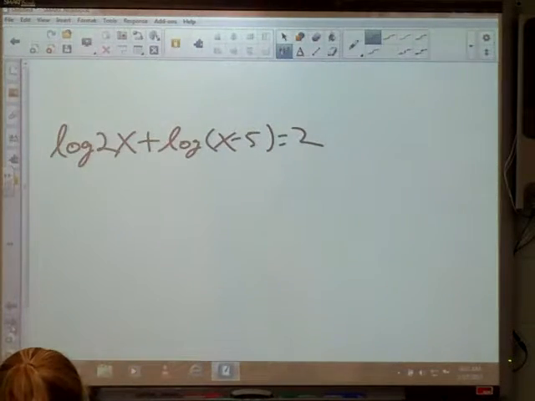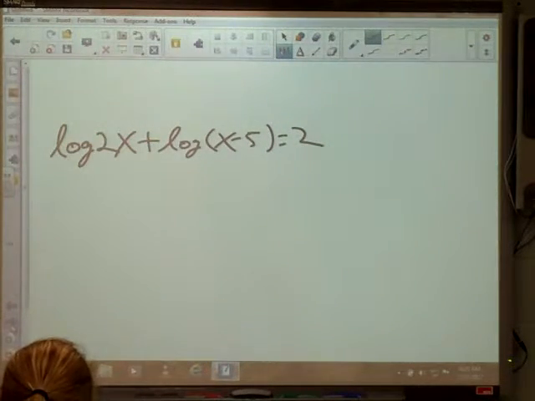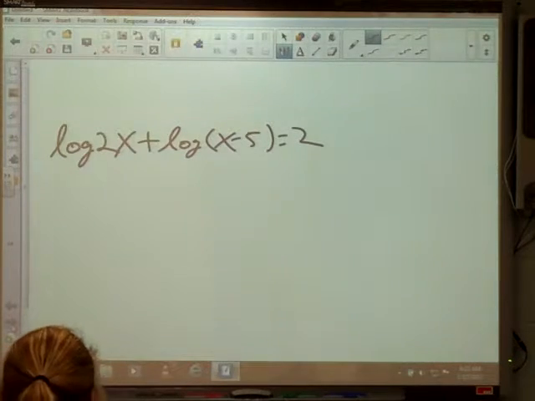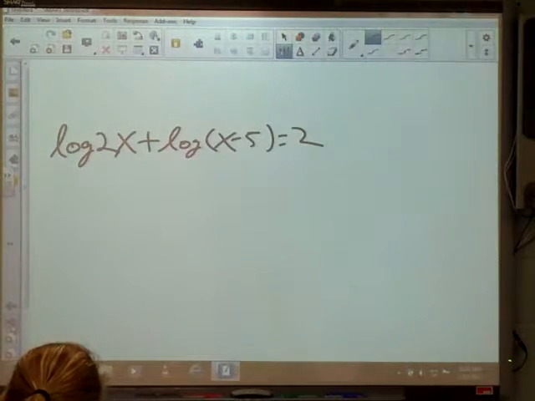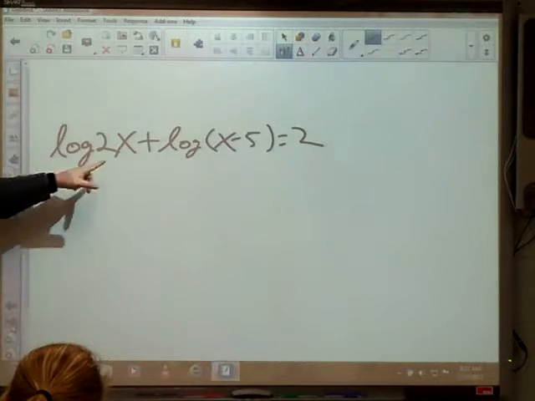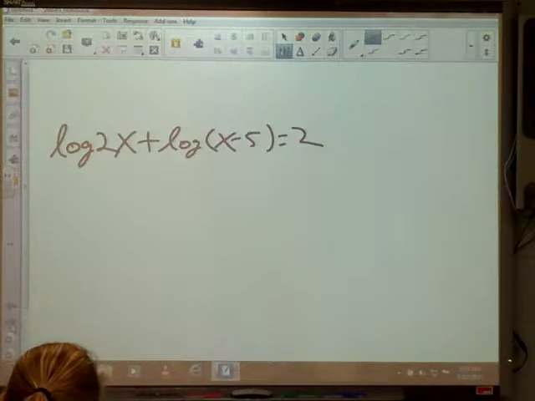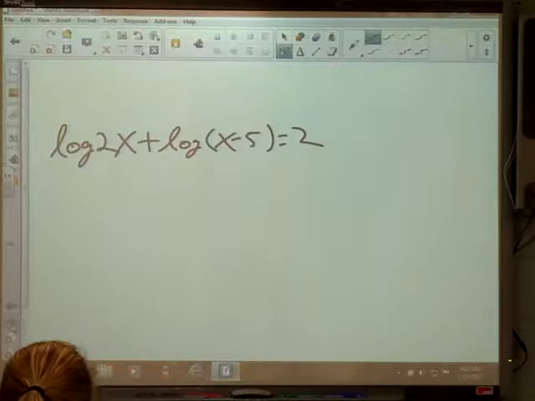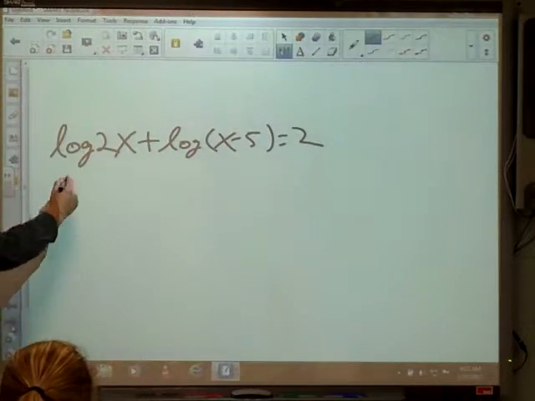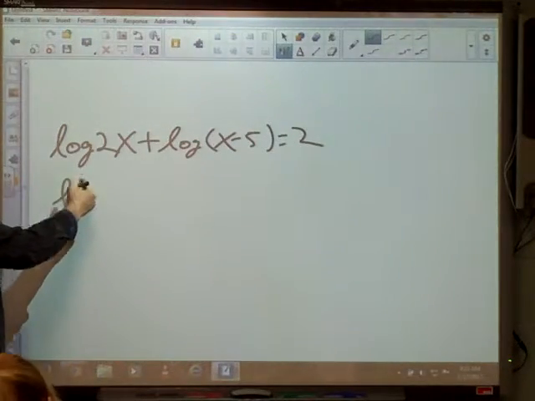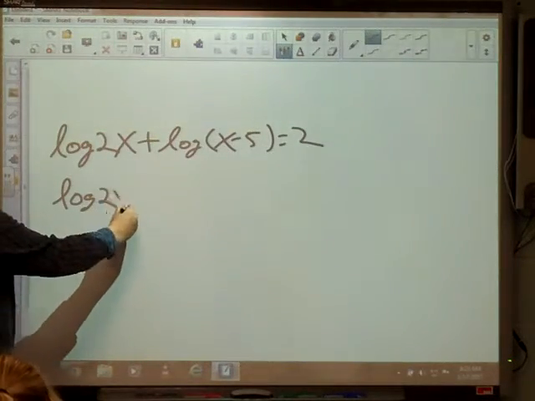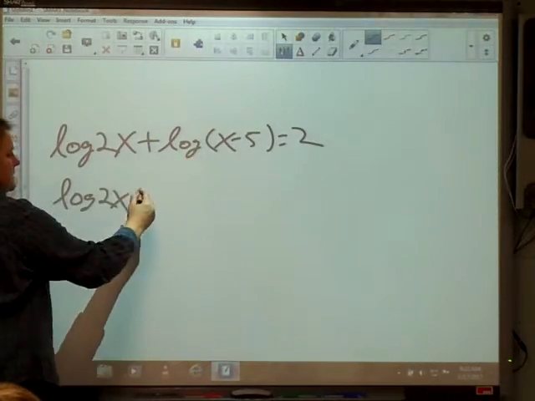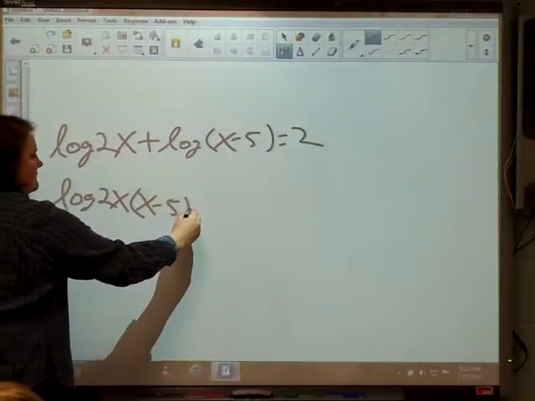Remember, we did condensing and expanding using the quotient, the product, and the power property. Which one of these would I be using here? What is addition friends with? Multiplication. It's friends with multiplication, with the product. So this would be the same as the log, and it's got an understood base of 10, so I'm not panicking on my 10, of 2x times x minus 5.